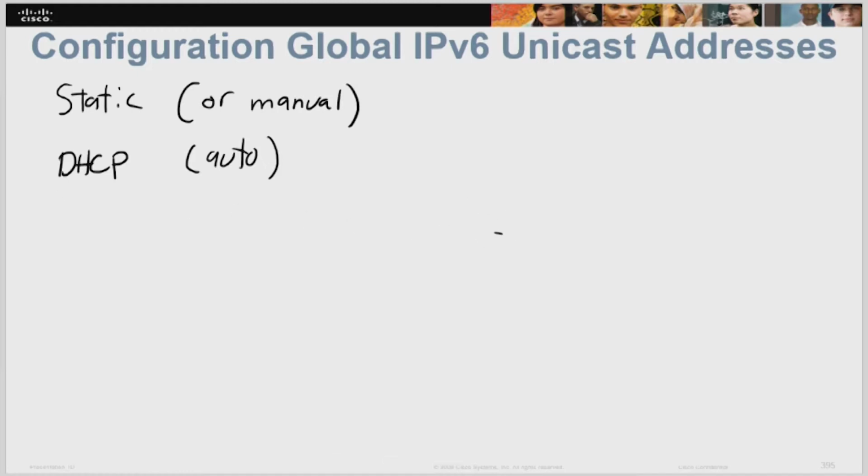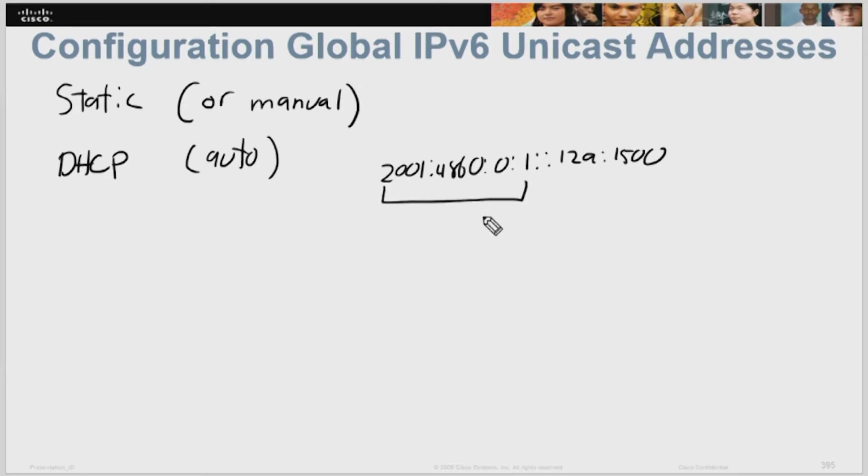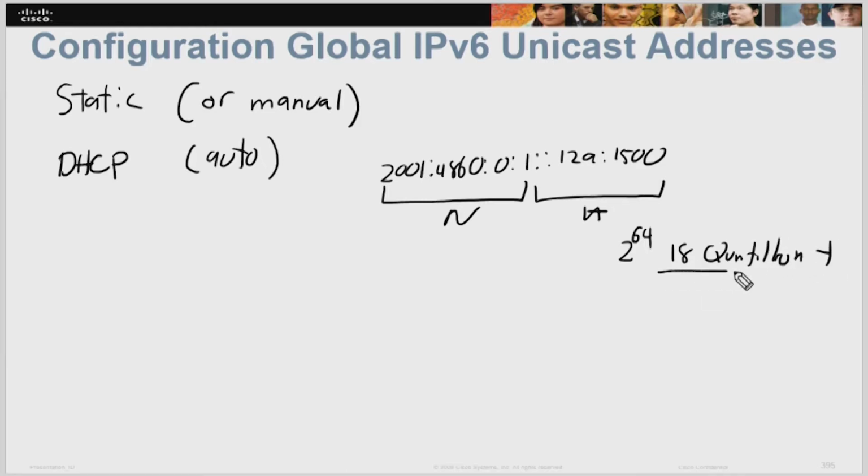If we think about the IPv6 address space, right? We did an example earlier, 2001:4860:0:1::12A:1500, something like that. So the first 64 bits were network and the second 64 bits were host. 2 to the 64th, somewhere up over 18 quintillion. So 18 quintillion plus addresses to pick from.